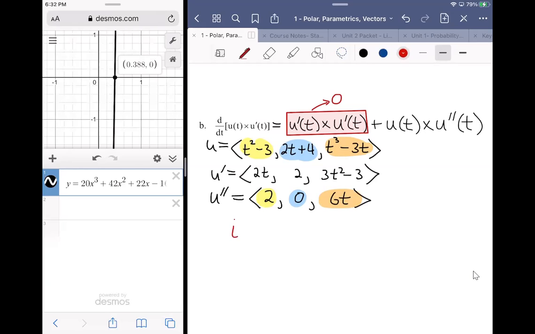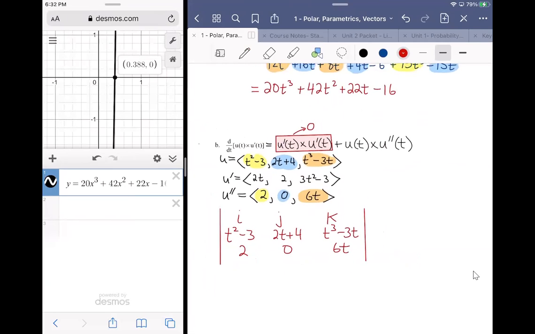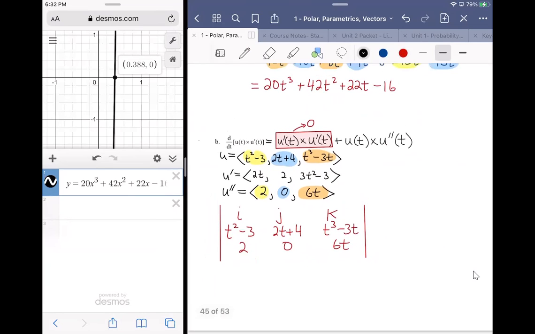So I'm going to find the cross product ijk. Move that k over a smidge. t cubed minus, squared, sorry, minus 3, 2t plus 4, t cubed minus 3t, 2, 0, 6t. Now you still got a little bit of work ahead of you, but I think anybody here would sign up for computing one cross product as opposed to computing 2 of them. Right? So that's really what the benefit is there.